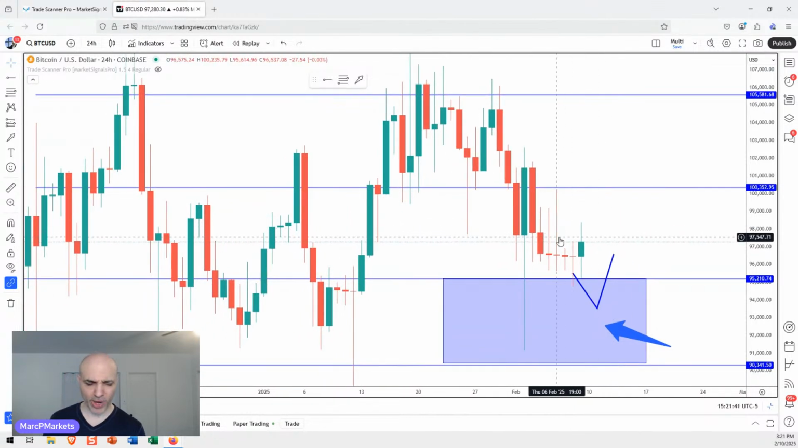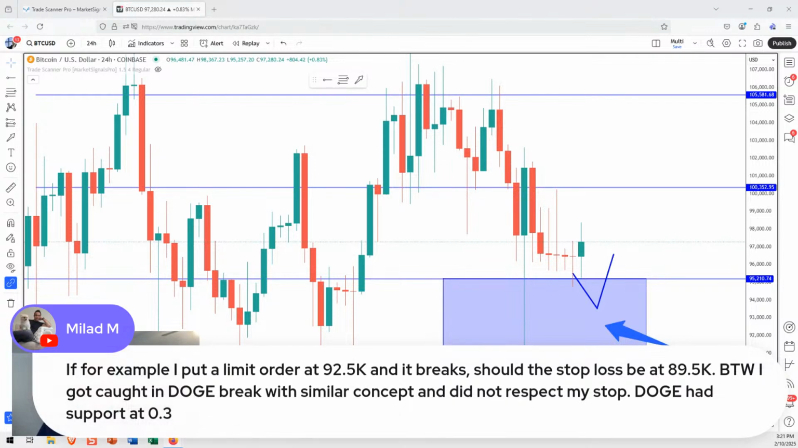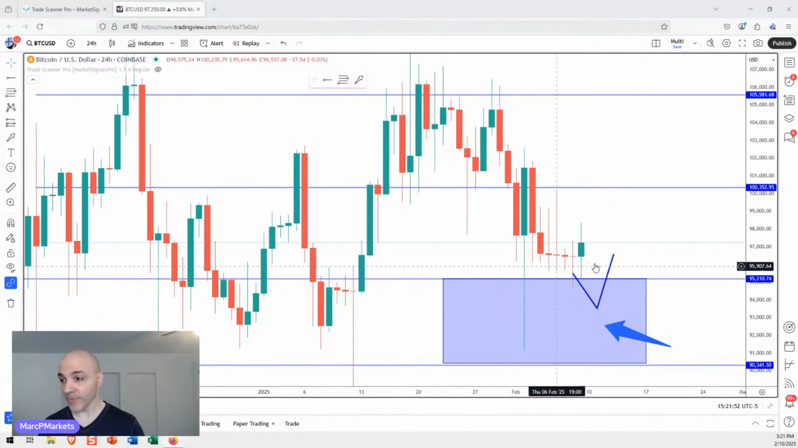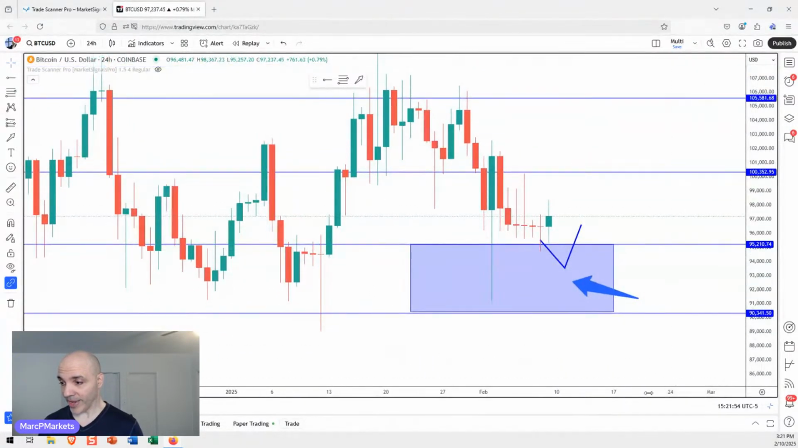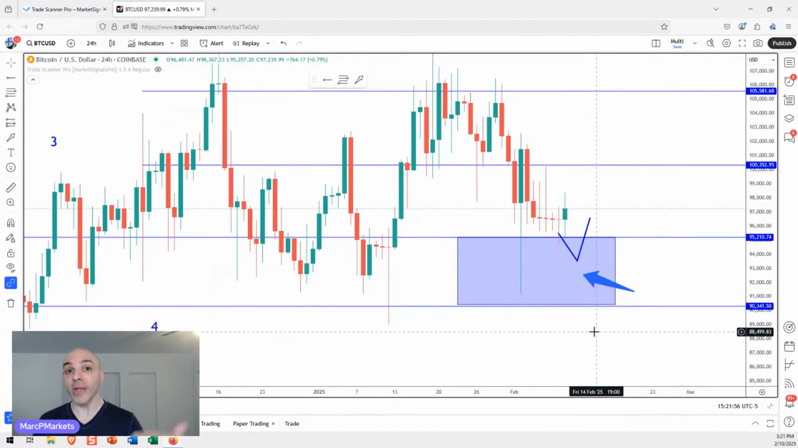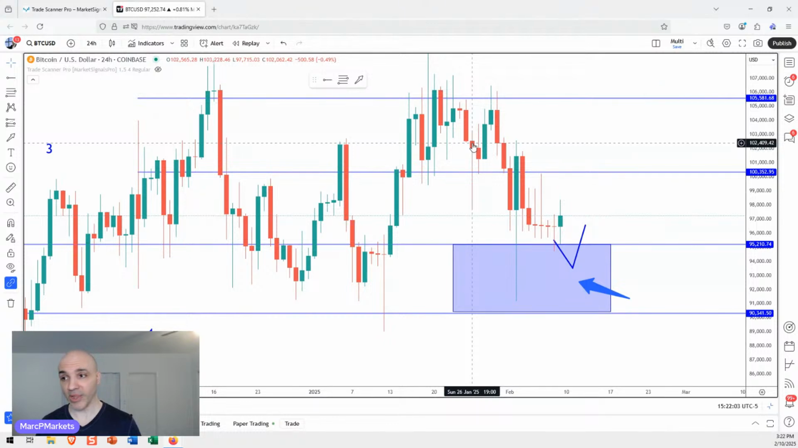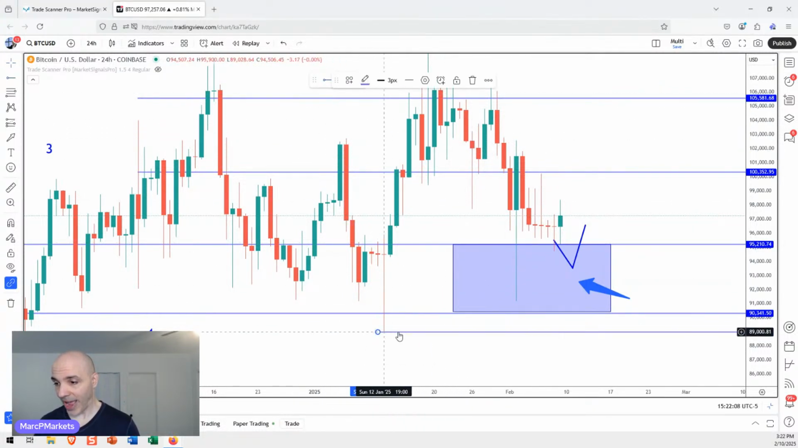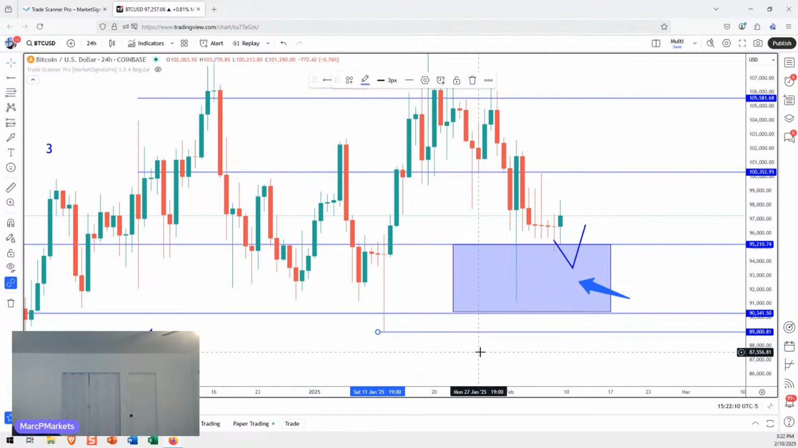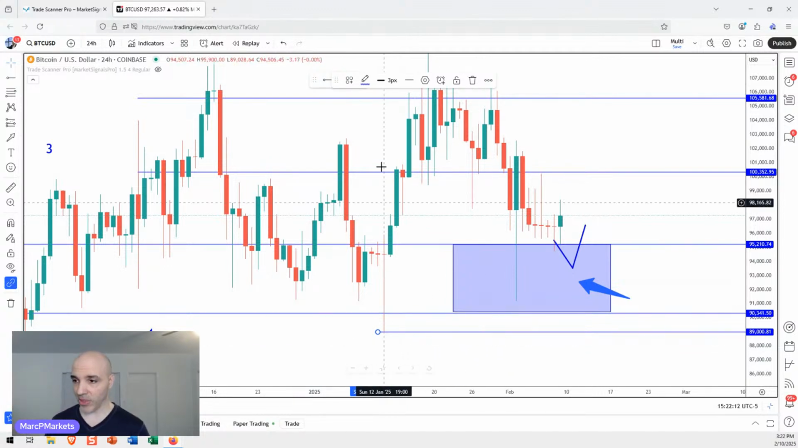So to answer your question, Milad, this question here is, if 92.5 breaks, should the stop loss be 89.5? Well, let's see. We can answer that question by looking at the chart, or something like the Trade Scanner Pro can give you a stop loss as well when a signal or a confirmation appears. That's one of the nice things about it. We'll talk about that more when I get to the Trade Scanner Pro. Now, 89.5 is obviously this low. It's around here. What is that? That's 89 even, right? That low right here that I just pointed out is 89 even.